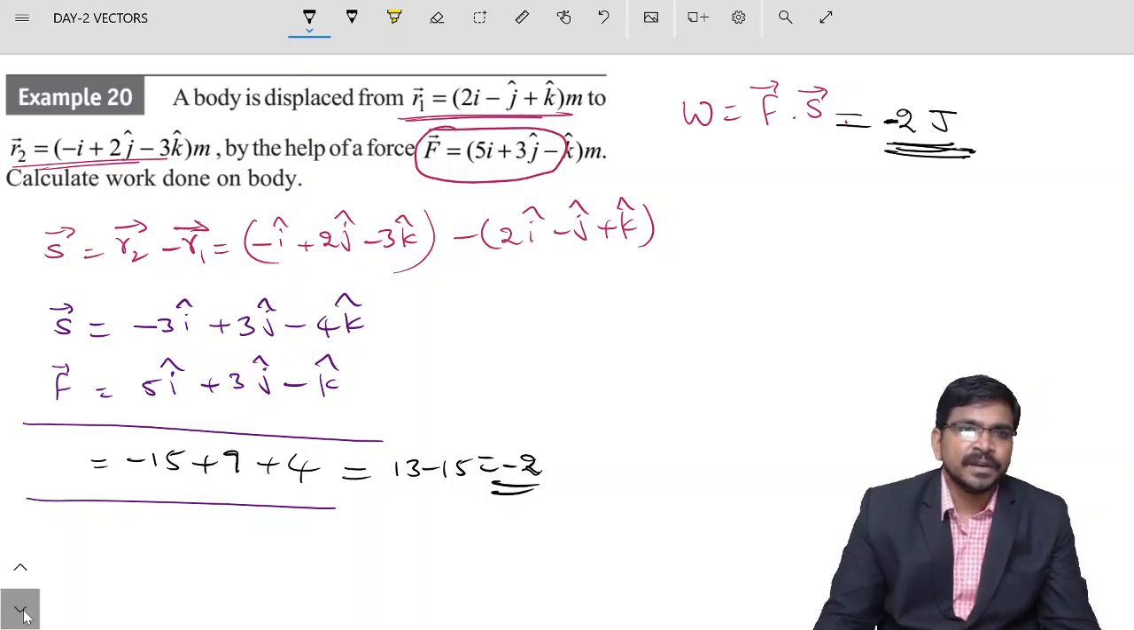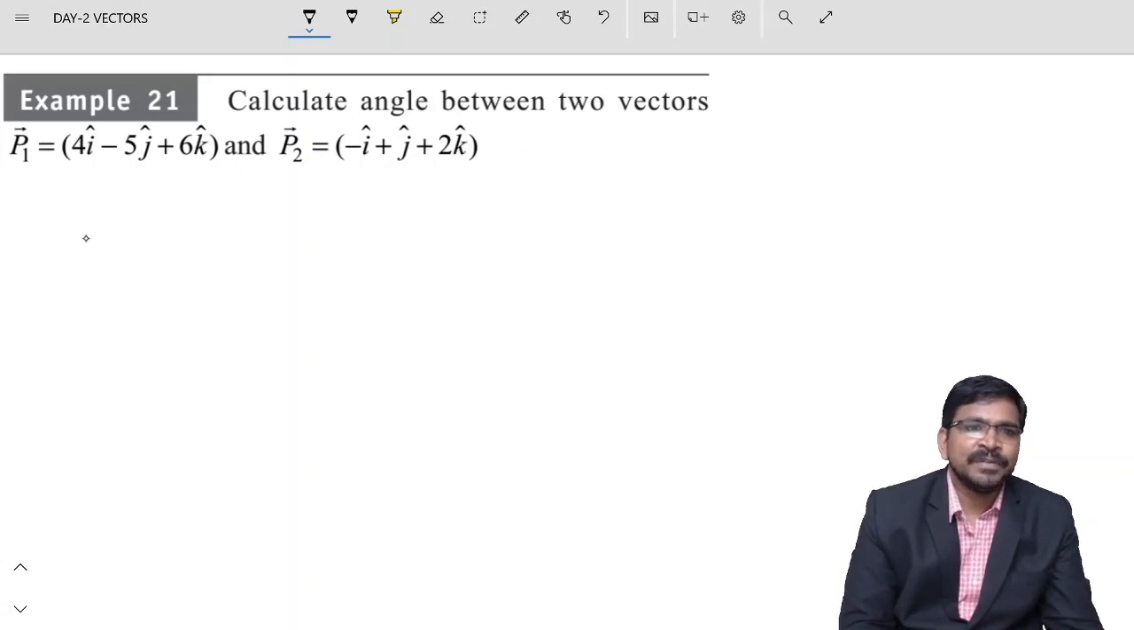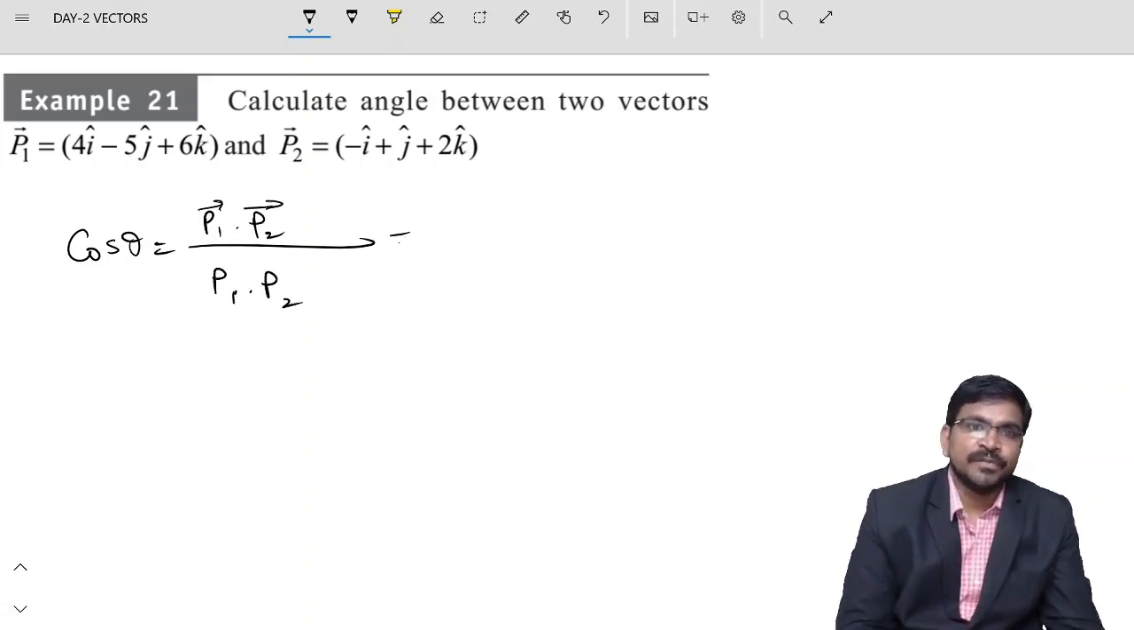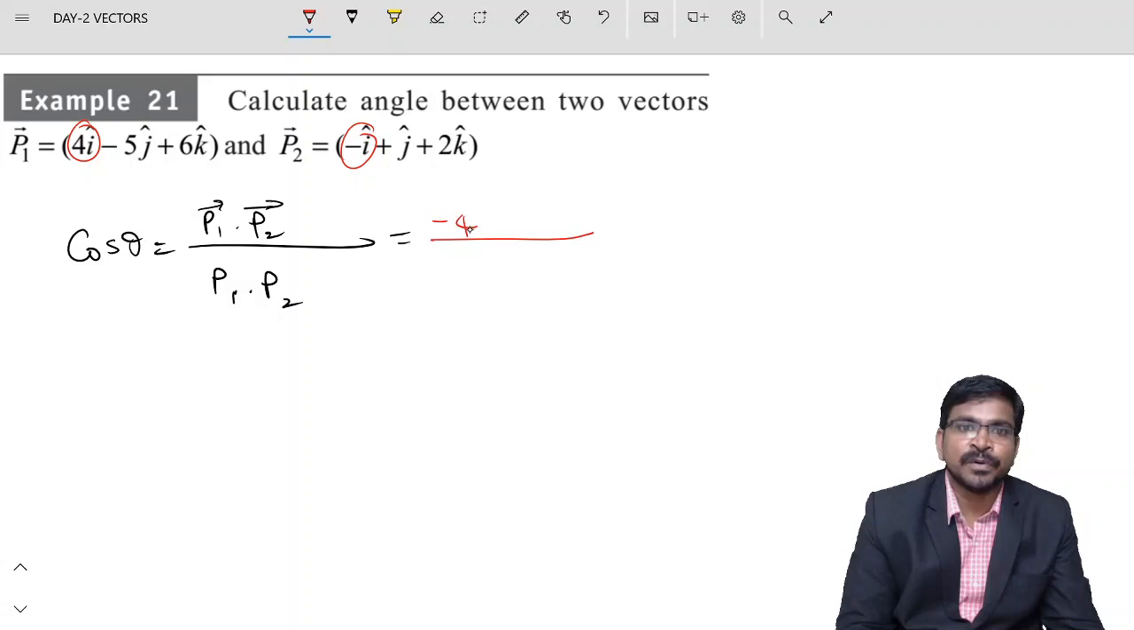Okay. Now, angle between two vectors. Angle between two vectors, cos theta is equal to P1 dot P2 by P1 magnitude into P2 magnitude. For that, what is P1 dot P2? I and I, 4 into minus 1, minus 4. Minus 5 into plus 1, minus 5. 6 into 2, 12. So, minus 9 plus 12, 3, by P1 magnitude.